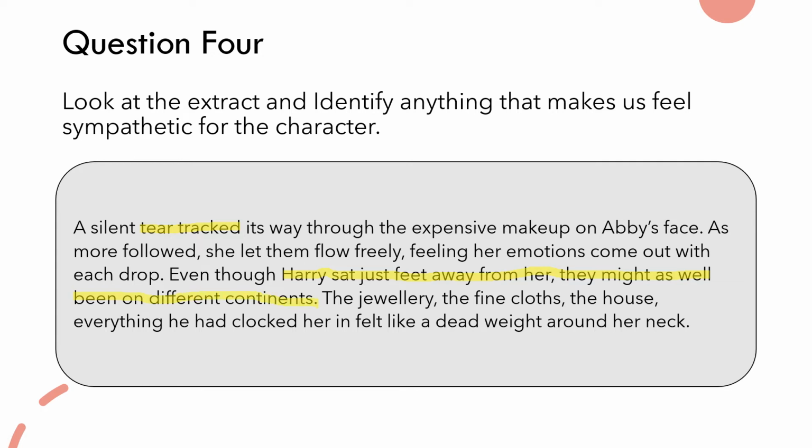So what the writer is trying to imply there is that even though in a very literal sense they're sat quite close together, in a much more figurative, metaphorical sense, they're miles apart in an emotional spectrum. Now it goes on to talk about the expensive things that she's been able to have due to the relationship. So the jewellery, the fine clothes, the house, everything he had cloaked her in felt like a dead weight around her neck.